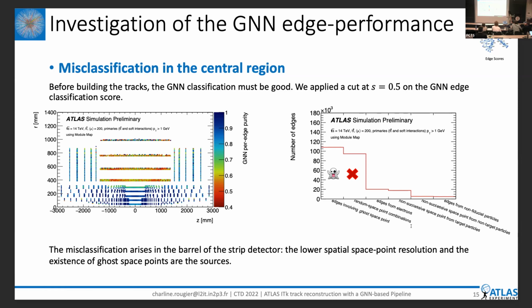And what we have discovered is that the main culprit for the impurity is this ghost that we get, which is not so surprising because they are really looking like the regular space points that we want to add. And so the degradation that we see in the central region comes from the lower spatial space point resolution that you get in this part of the detector, but as well the existence of ghost space points.